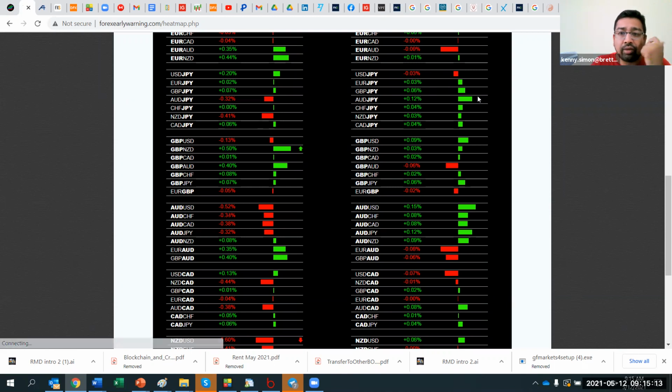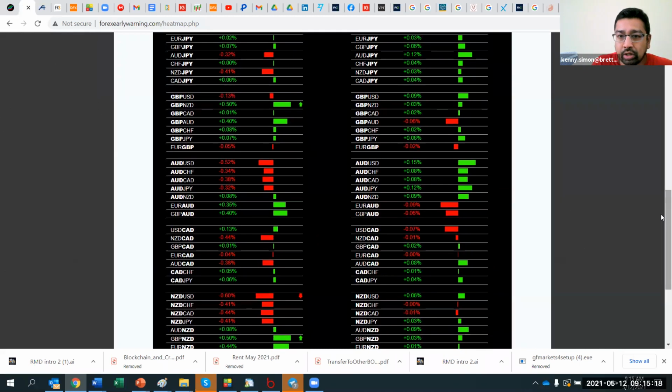But we can definitely take a look at AUD pairs. AUD pairs, especially AUD USD, are giving us quite nicely the hint that there is a lot of participation in the market for AUD pairs. So give me a second.